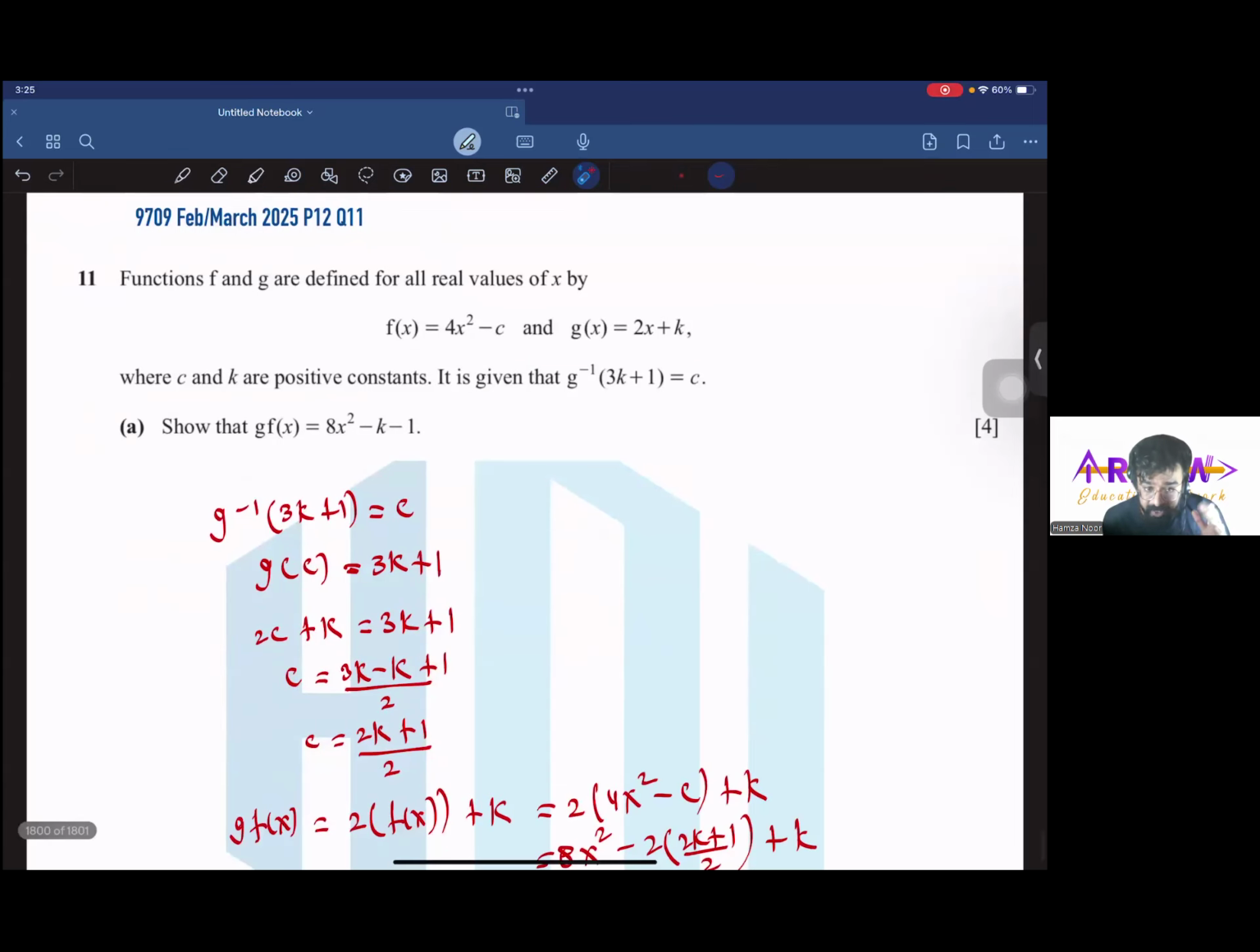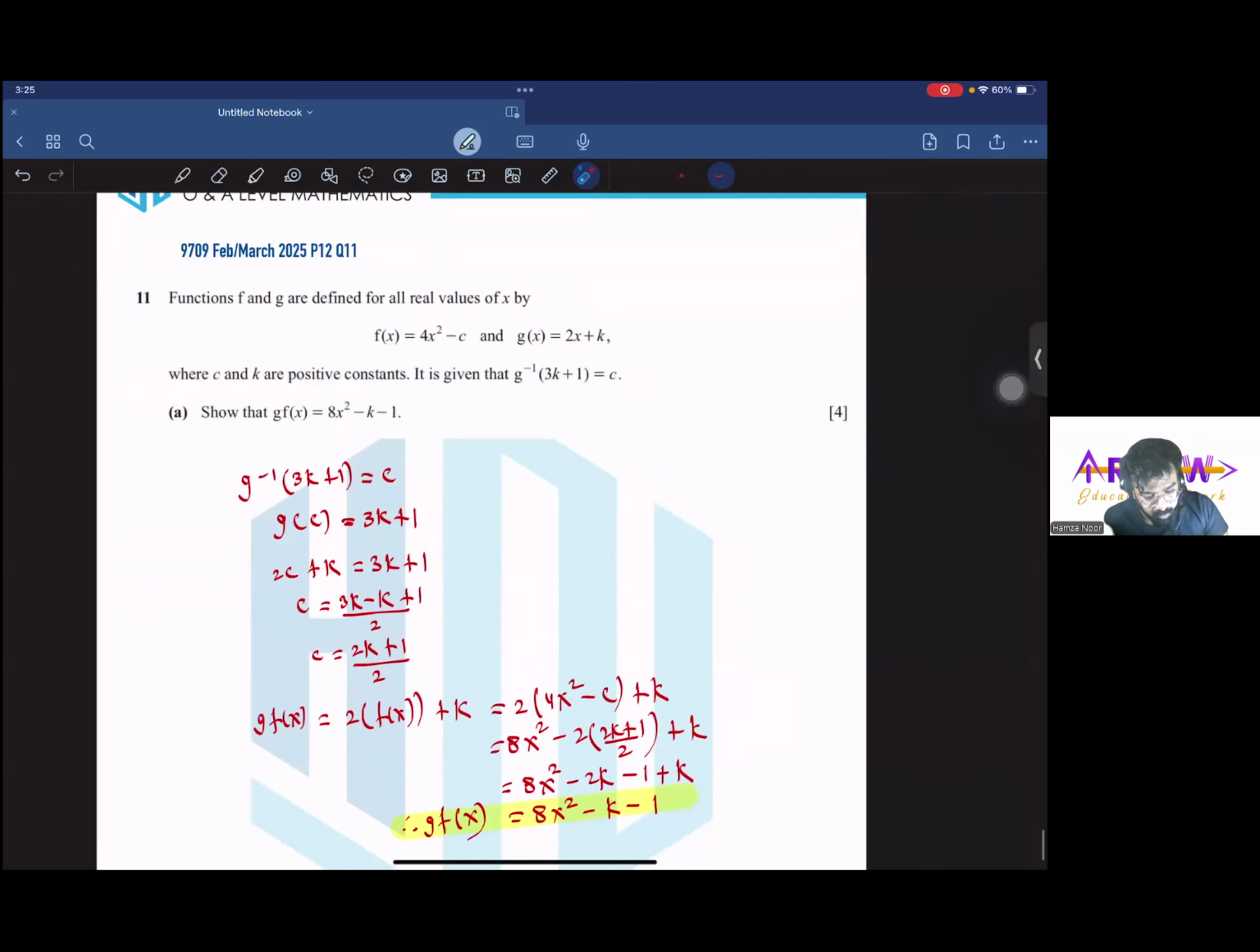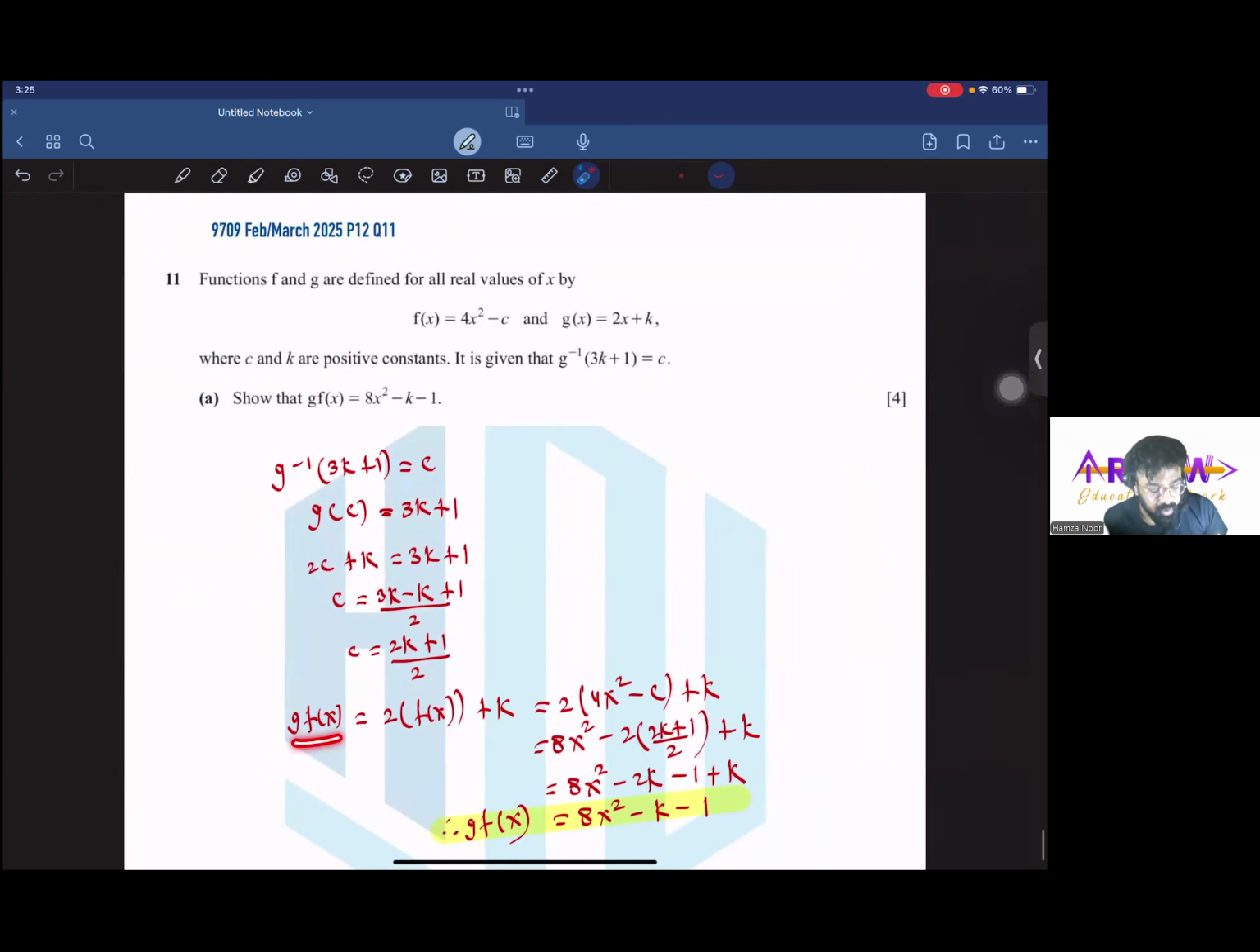And here we need to eliminate c, right? We need something in terms of k. So c = (2k + 1)/2. And now I'm going to make the composite function g(f(x)), which means the input of the g(x) function becomes f(x) itself. So 2 multiplied by f(x) and then plus k.